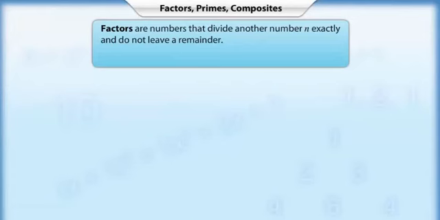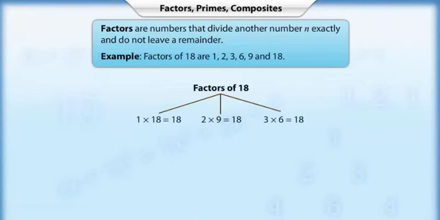Let us recall what the words factor, prime, and composite mean. Factors are numbers that divide another number n exactly and therefore do not leave a remainder. Accordingly, the factors of 18 are 1, 2, 3, 6, 9, and 18.